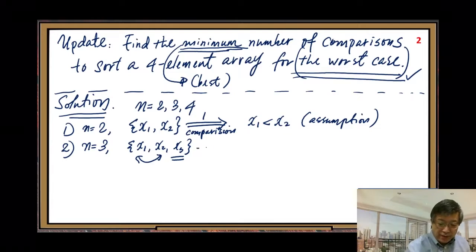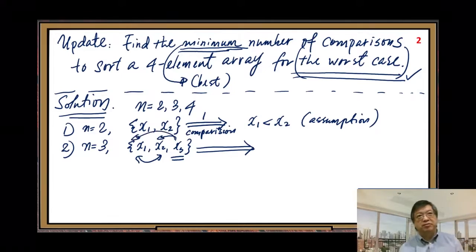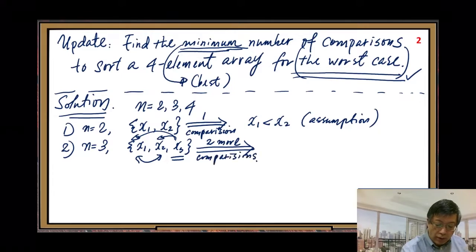Look at that. Insert new element x3 into the already sorted array for the worst case. Remember, do not consider the best case. In the best case, you only do one comparison. But here, you need to work on the worst case. So 2 more comparisons, you get it sorted.